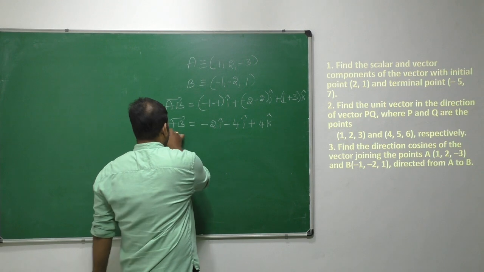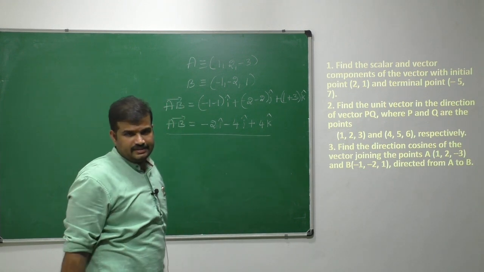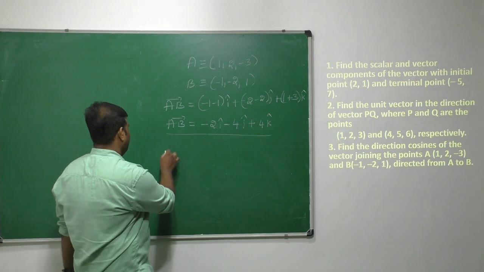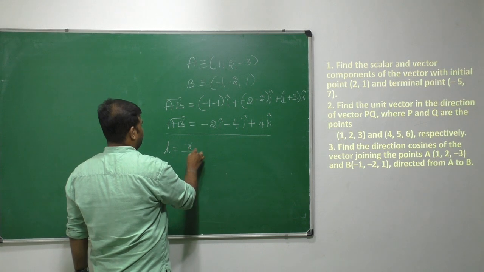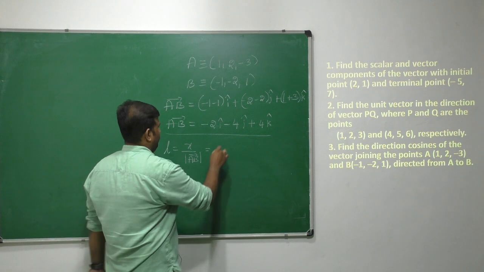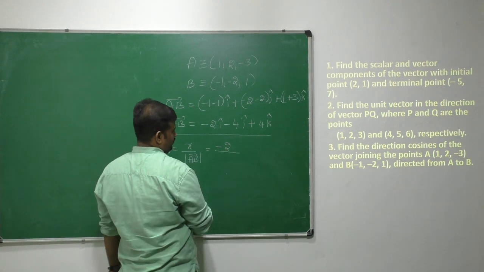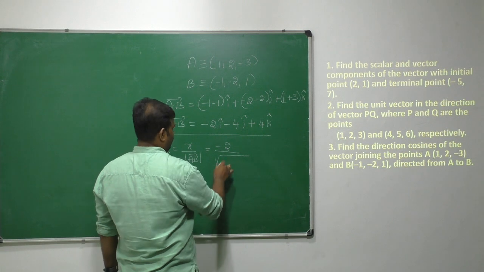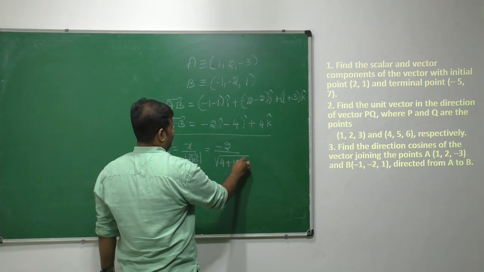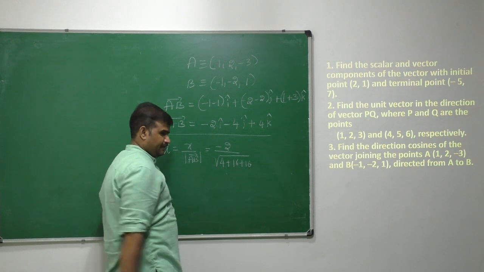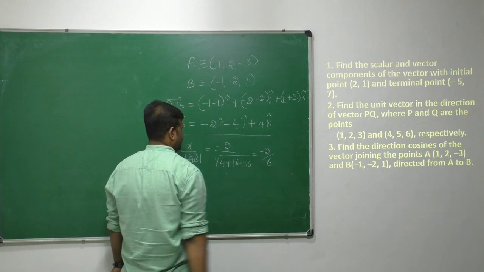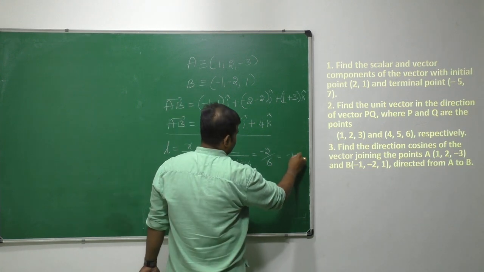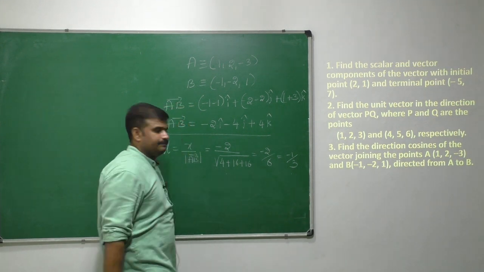But actually what we have to find out are the direction cosines, that is l, m and n. What is l? x by magnitude of vector AB. That is minus 2 by the magnitude, which is root of 4 plus 16 plus 16. 16 plus 16 is 32, plus 4 is root 36. That is minus 2 by 6, which is minus 1 by 3. Correct?